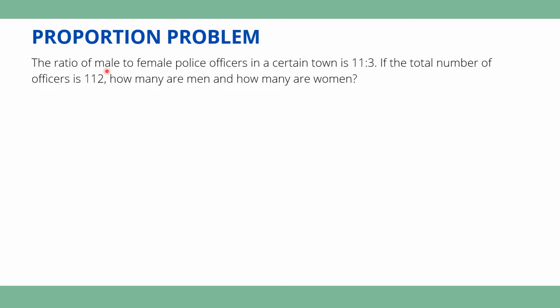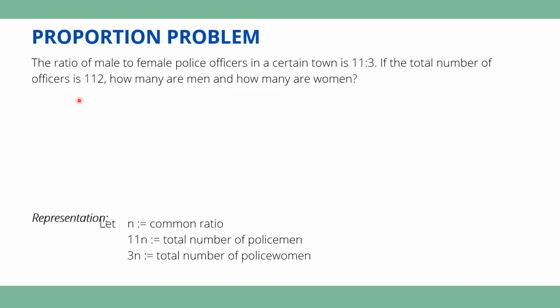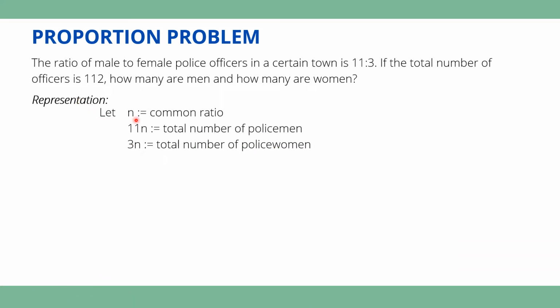So we have a ratio of male to female. So male is 11, then female is 3, and the total number is 112. So let's represent these common ratios. We will let n, or any variable you like, be our common ratio. So 11n will be equal to the total number of policemen, while 3n will be equal to the total number of policewomen.